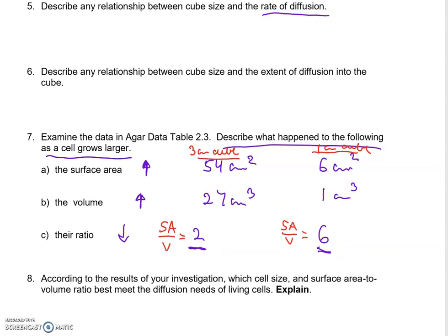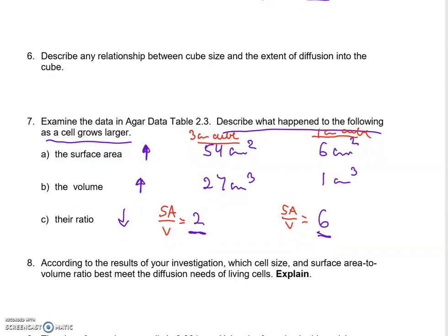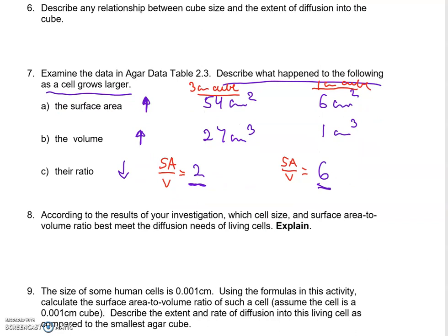And so on 8, we can now answer, according to the results of your investigation, which cell size and surface area to volume ratio best meet the diffusion needs of living cells. And basically the rule here is the smaller the better. The smaller the volume inside of the cell and the larger the surface area, of course within limits, but that's the reason why cells are small, because they want a small volume to service with a large surface area.